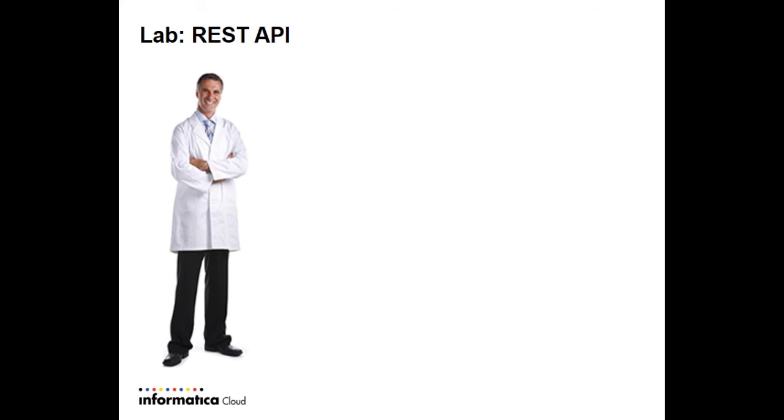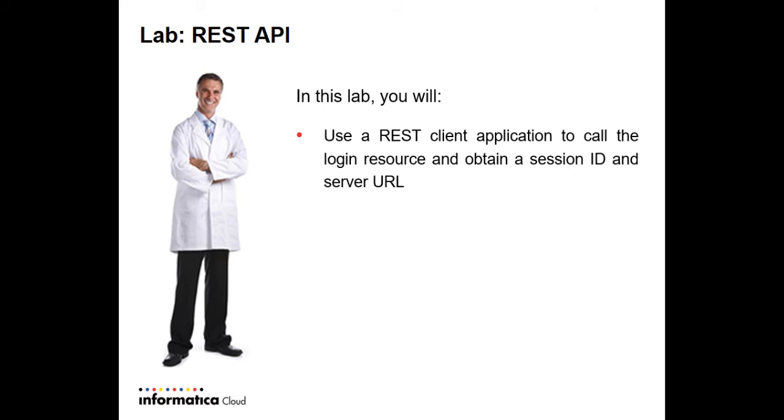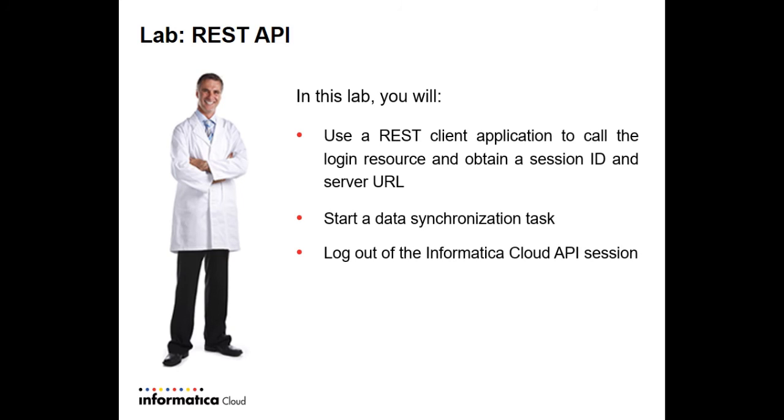Please complete the associated lab for this lesson. In this lab, you will use a REST client application to access and test the login, job, and logout resources. You will use the REST client to call the login resource. From the response, you will obtain a session ID and a server URL that you can use in a subsequent request to start a data synchronization task. Finally, you will call the logout resource to end the Informatica Cloud API session.